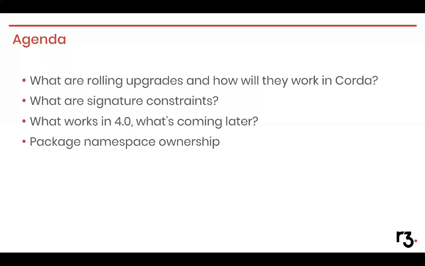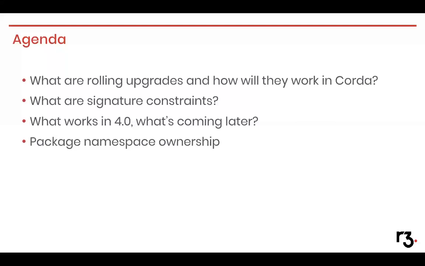Okay, so we're going to talk about what are rolling upgrades and how will they work in Corda. Then we're going to discuss signature constraints. Then we're going to cover what's working in 4.0 and what's targeted for future releases. And then we're going to talk about package namespace ownership and what that is and why it's there as well.